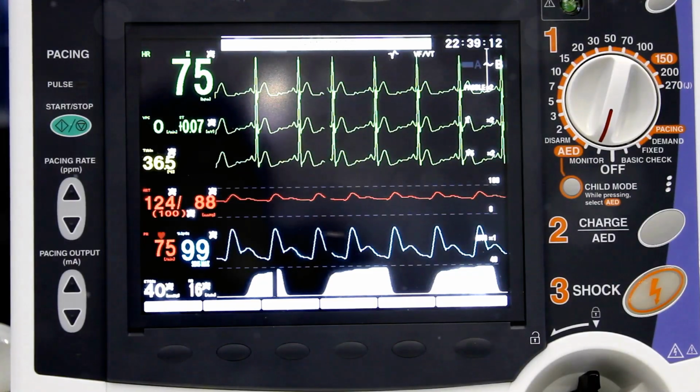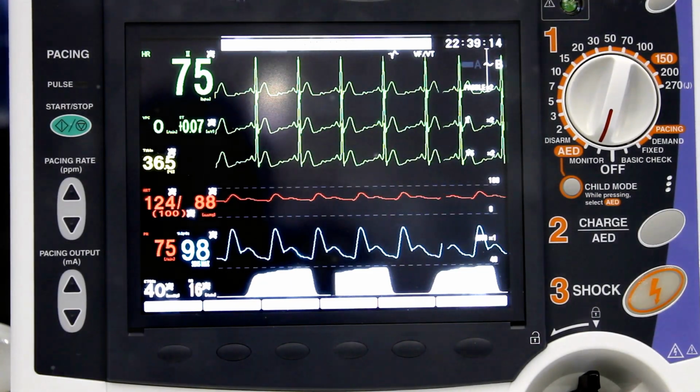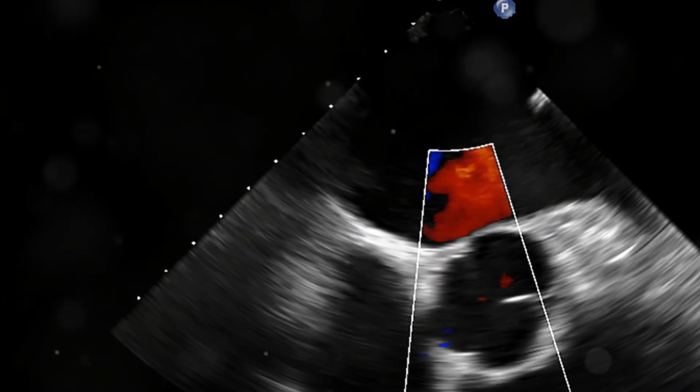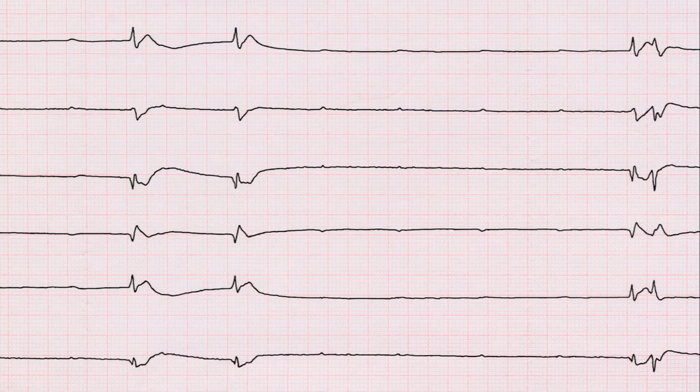Second-degree AV block type 2, also known as Mobitz II, is more serious than type 1. It is characterized by an abrupt failure of the electrical signal to reach the ventricles without the progressive delay seen in Wenckebach. On an ECG, this block appears as a normal PR interval followed by a sudden dropped QRS complex.